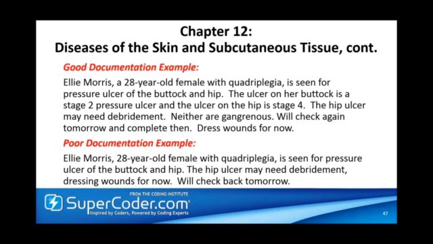Chapter 12 has another good example versus a bad example. In the good one, we have all of the details that we need. The ulcer on her buttock is a stage 2 pressure ulcer. The ulcer on the hip is stage 4. The hip ulcer may need debridement. Neither are gangrenous.